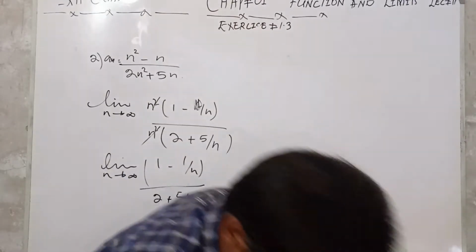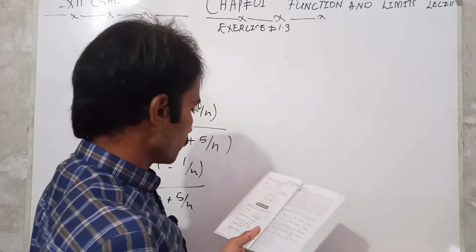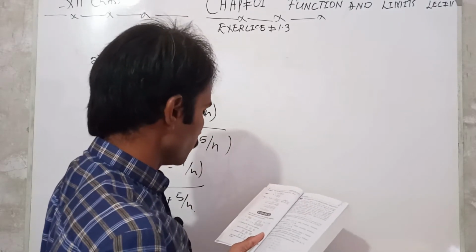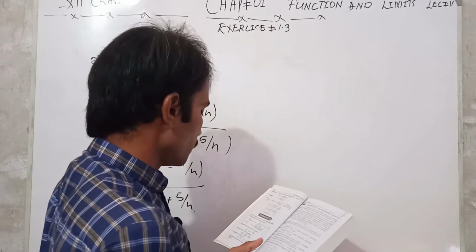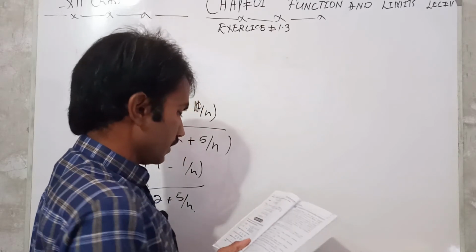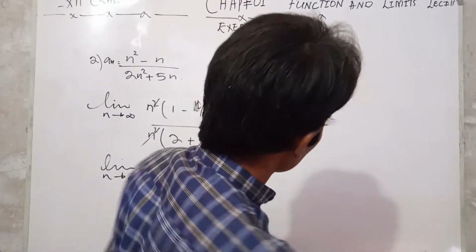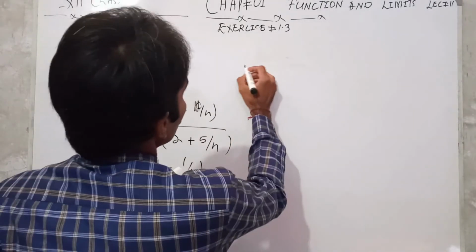Now we will move further. Question number 3 is easy for you, do it yourself, and question number 4 is also easy. You will just take out the common n, and later on apply the limit at infinity, and you will get the answer. I am going to do question number 5.